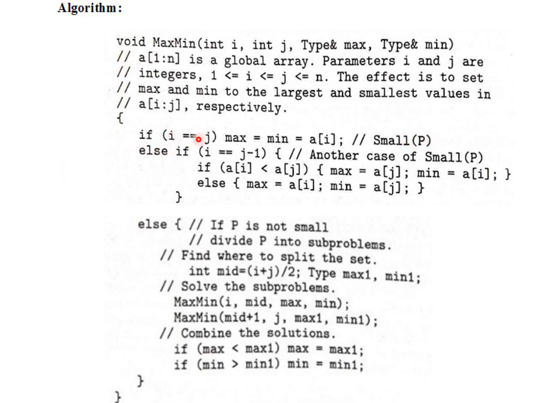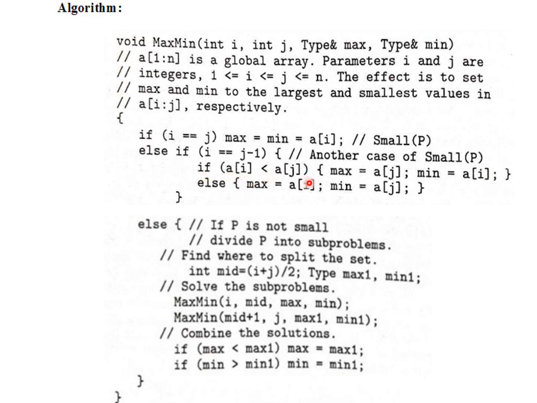If this condition is not true, we go to the else part, and in this, if i is equal to j minus 1, that means i is equal to 1 and j is equal to 2. Here j is 2, minus 1 is equal to 1, so this condition is true. So this is another case of a small problem. In this case, the list contains two items, which is why only one comparison is required.